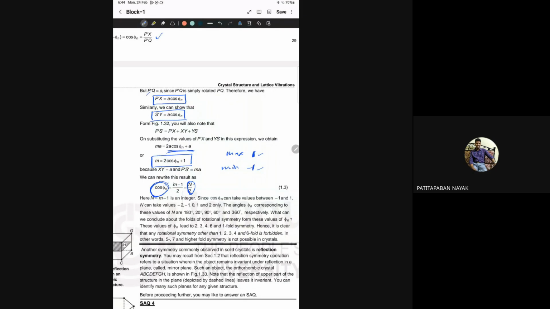Now the angle phi corresponding to these values of n are 180 degrees, 120 degrees, 90 degrees, 60 degrees, and 360 degrees respectively. If we convert it into fold symmetry, then it will be 2-fold, 3-fold, 4-fold, 6-fold, and 1-fold. There is no 5-fold or 7-fold. So 5-fold and 7-fold are not possible in this case.